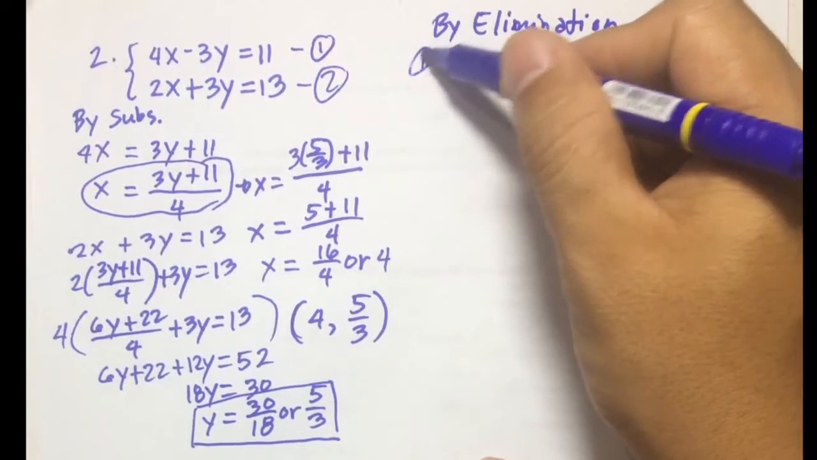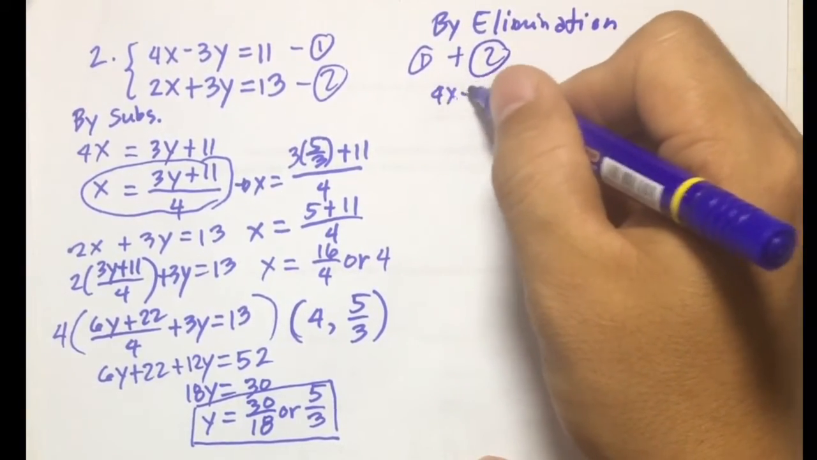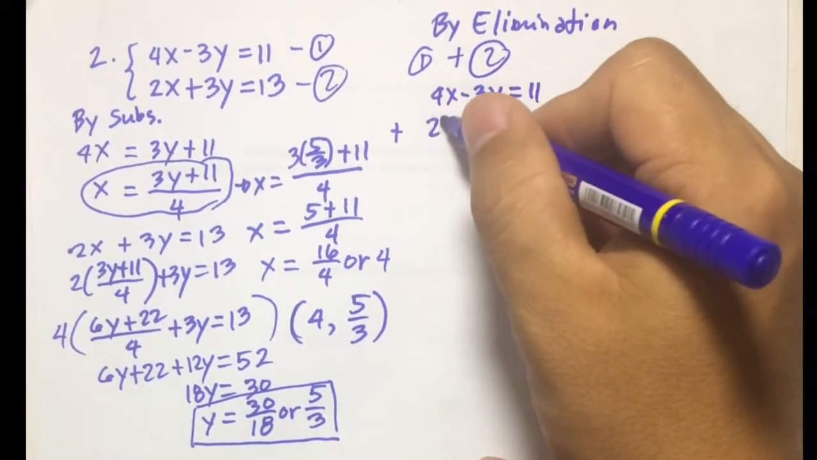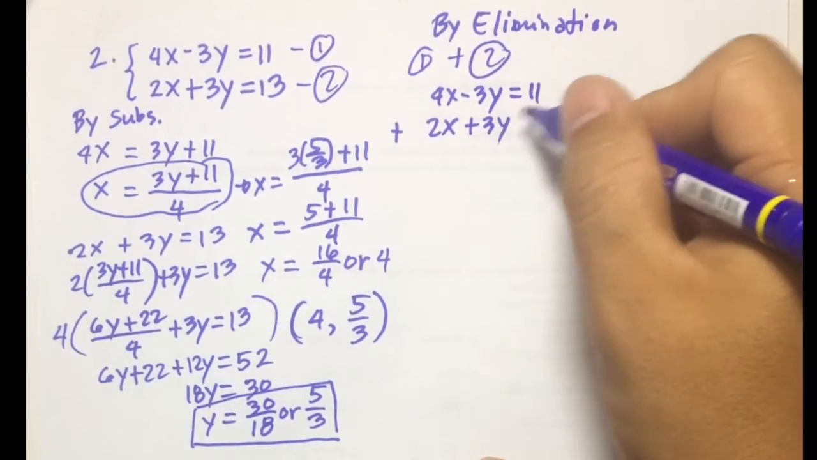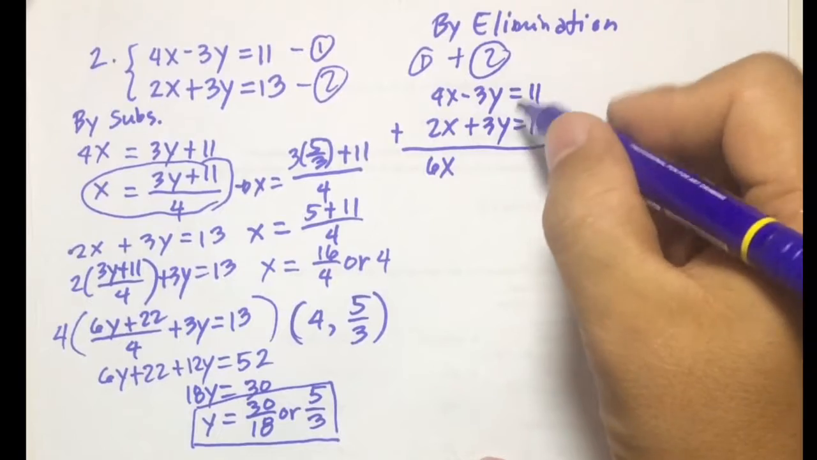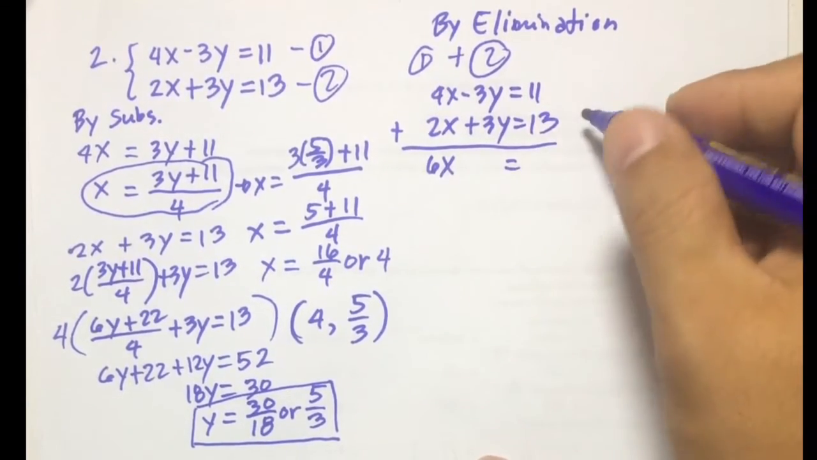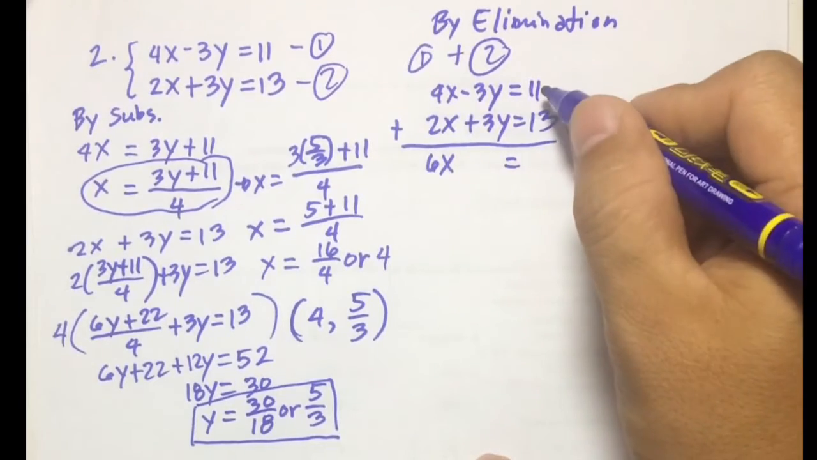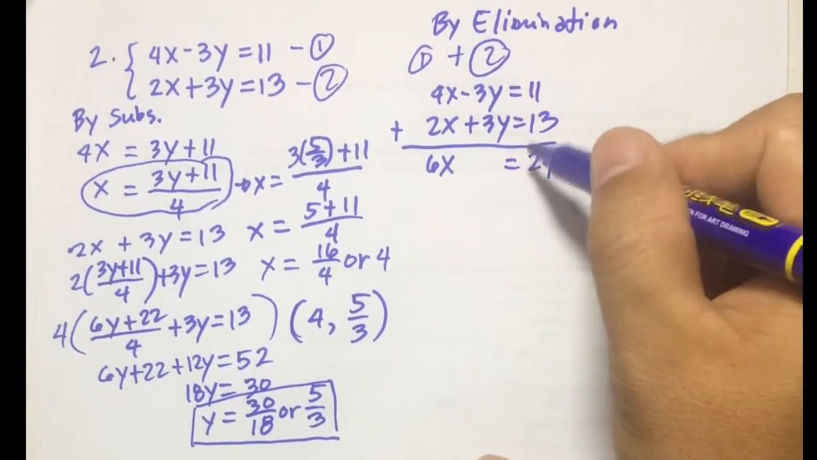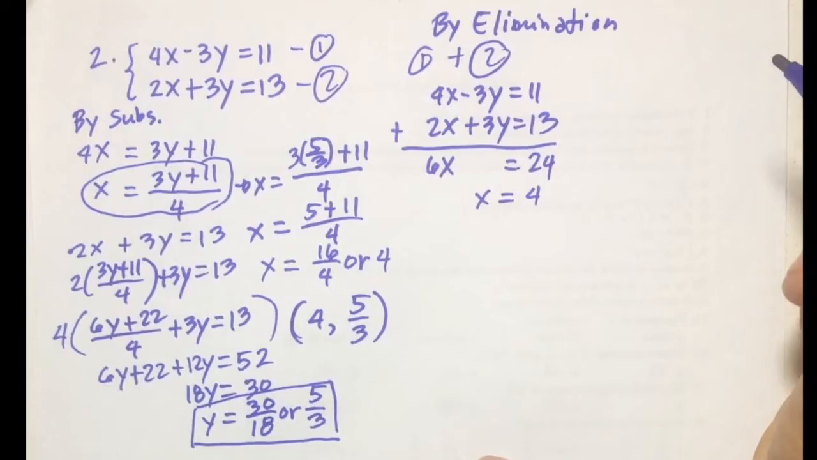So doing that, equation 1 plus equation 2, we're going to have 4x minus 3y equals 11 plus 2x plus 3y equals 13. You can have 6x here. Then negative 3y plus 3y is 0. So y is eliminated. 11 plus 13 is 24. Then dividing both sides by 6, we are going to have x equals 4.